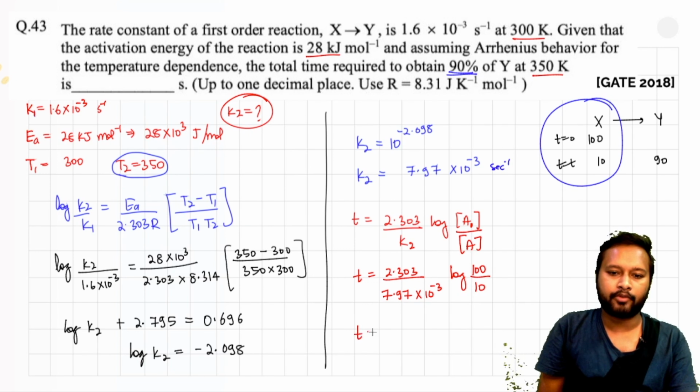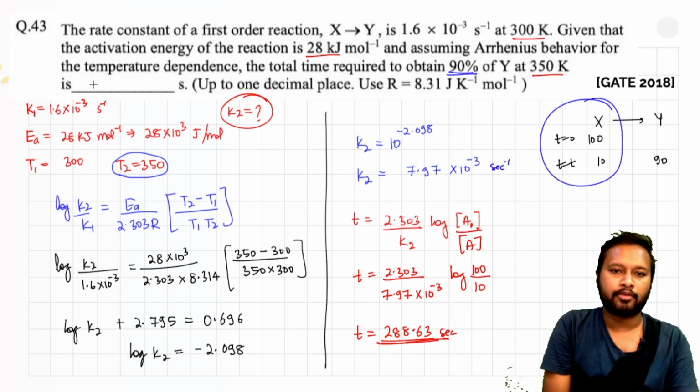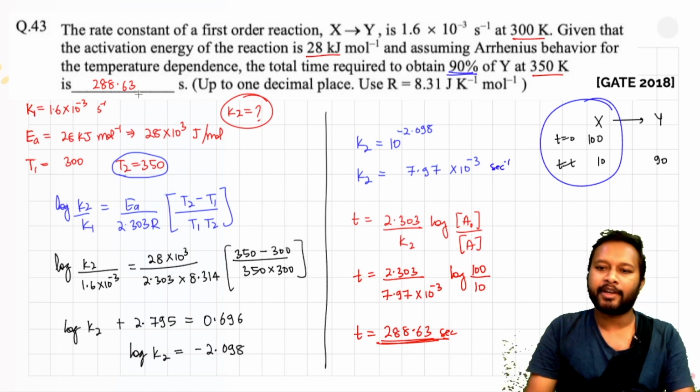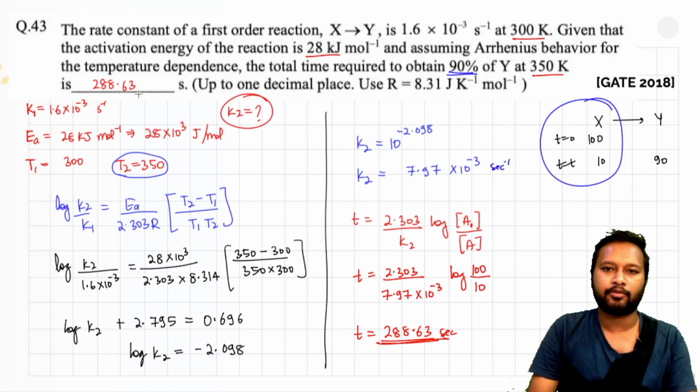Okay, so the time will come out as 288.63 seconds. This is going to be your final time. So time will come out around 288.63 seconds. Okay, so this is how this question has to be done. Pretty simple and pretty straightforward question. All right, let's go for the next one then.